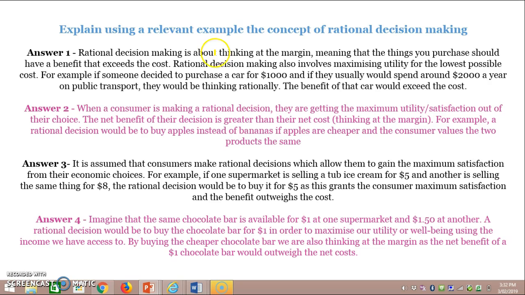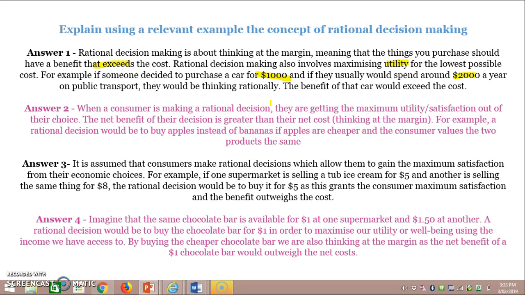So rational decision making is about thinking at the margin, meaning that the things you purchase should have a benefit that exceeds the cost. Rational decision making involves maximizing utility for the lowest possible cost. For example, if someone decided to purchase a car for $1,000 and they would usually spend around $2,000 a year on public transport, they would be thinking rationally. The benefit of the car would exceed the cost.